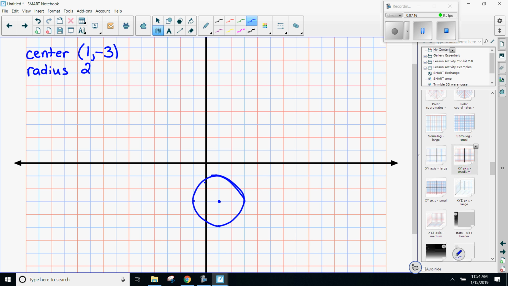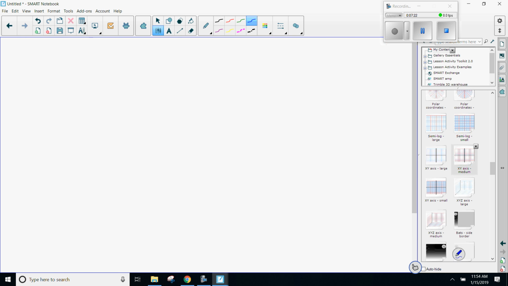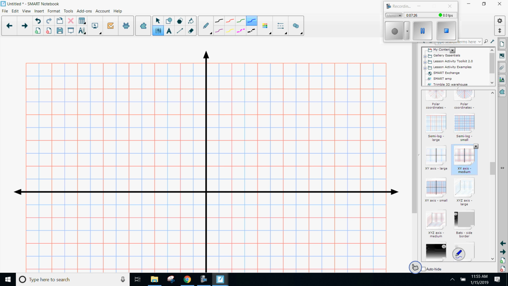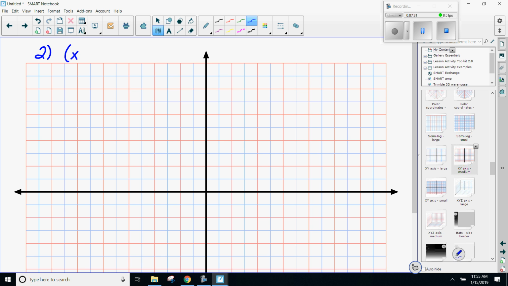Ready for the next one, or can you do number 2? Circles aren't so bad if you know a little bit about the formula. So number 2 says x minus 2 squared plus y plus 1 squared equals 16.